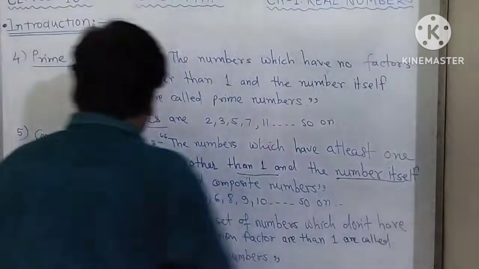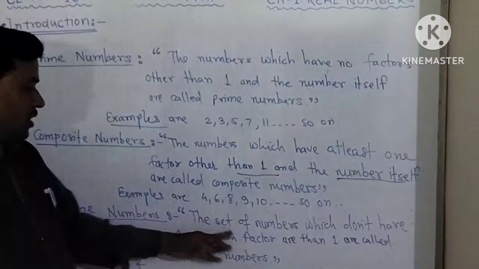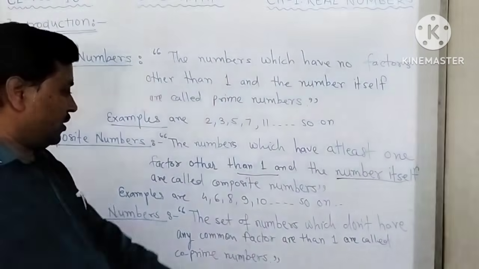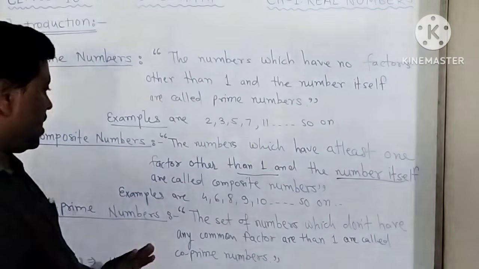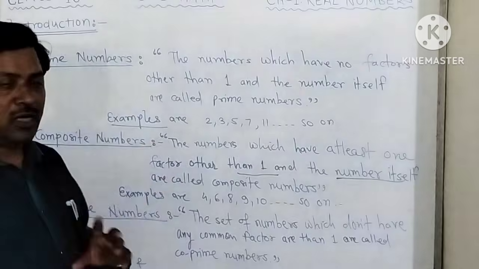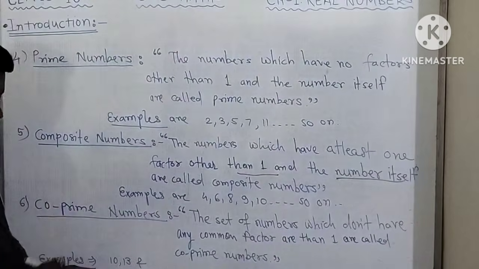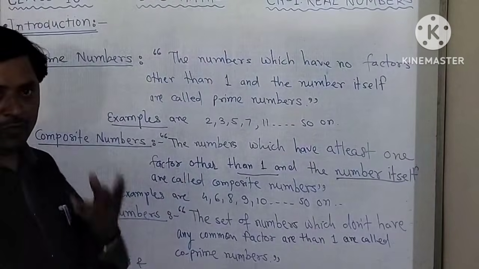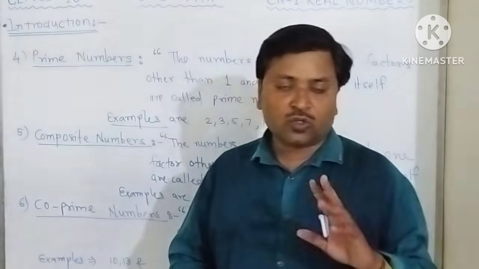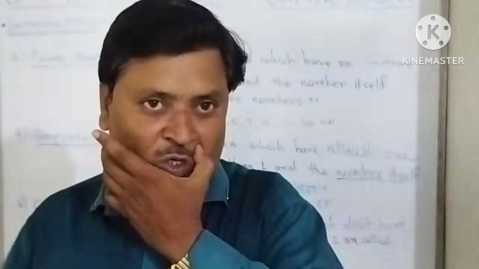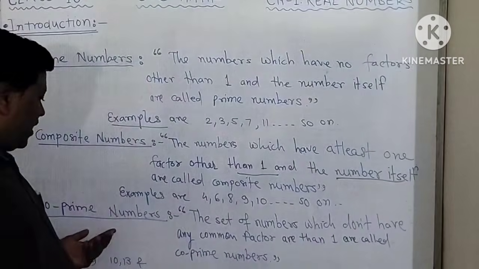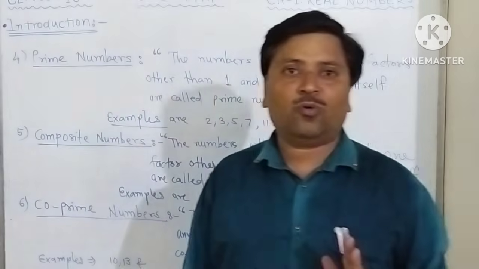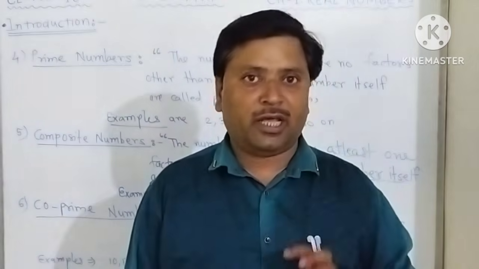Then co-prime numbers are the set of numbers which don't have any common factors other than 1. For example, 10 and 13, 50 and 29. One is a composite number and one is a prime number, so they have only one common factor, 1. In this way we can define co-prime numbers. These number definitions are important while studying the lesson Real Numbers.